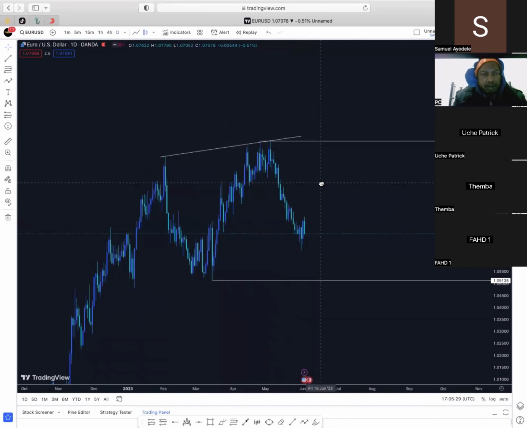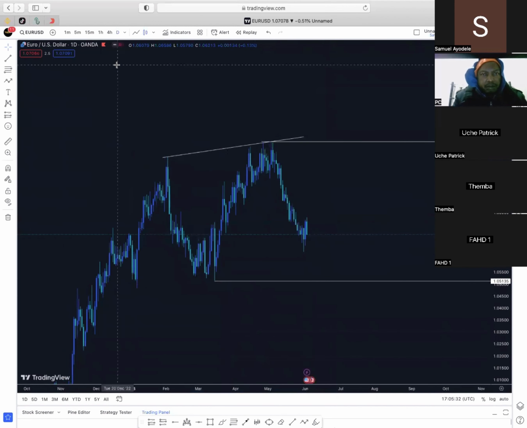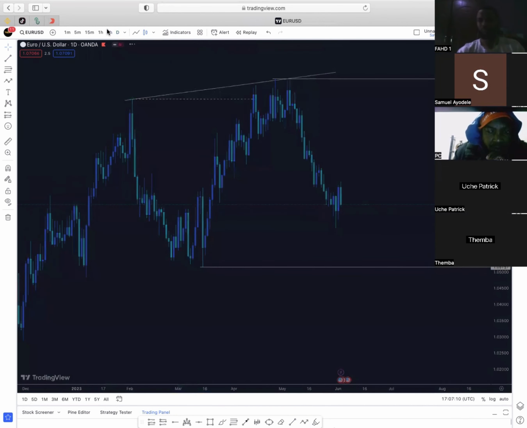So the next thing to do now is for us to go to the 4-hour. When we go to the 4-hour, we will know exactly where this swing point is going to stop. The lower we go, the more we get to understand what the market is actually trying to do, so that we know exactly where this swing point is going to stop for us to connect our second trend line. So let's go to the 4-hour to see what the price is doing.